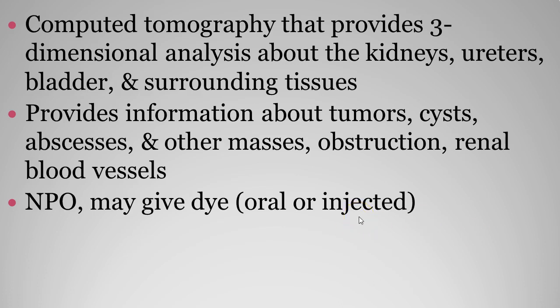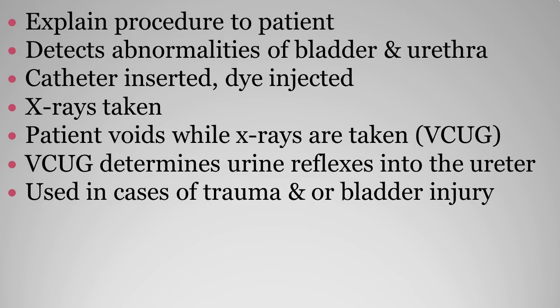So the next one we're going to talk about here is a cystography or a cystourethrography. And cysto has to do with the bladder, okay? And this is, again, not one of the most common types of testing that they do for a probable renal problem, but we're looking at the bladder, or even the urethra. We explain the procedure to the patient, and what this is going to do is it outlines the bladder wall and can detect abnormalities of the bladder and the urethra.